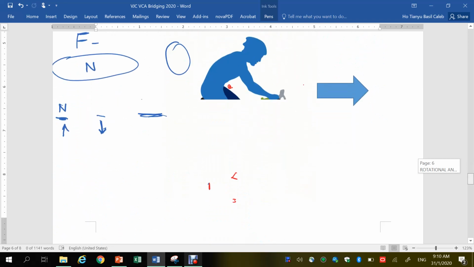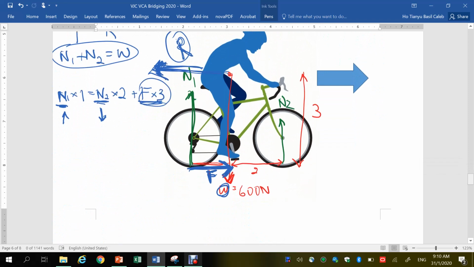And here, the value of N1 must be more than 400. So let's say if the value of N2 here is 150, the value here must be 450, right? If we calculate this in, we can find that this value of F must be around 50.